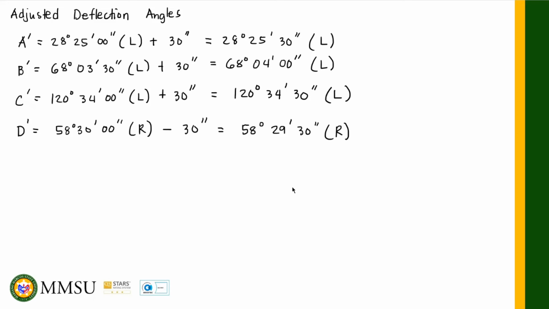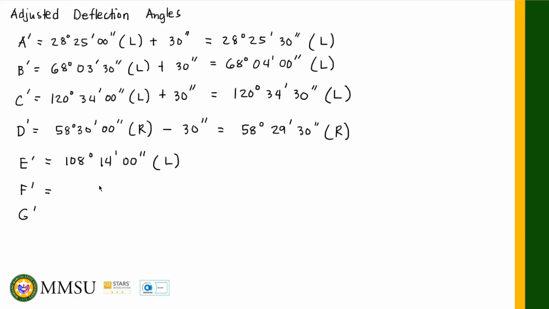Okay, doing the same for the remaining angles, we have E prime, F prime, and G prime. We will come up with E prime becoming 108 degrees, 14 minutes, 00 seconds, and still to the left. You should verify this one. You only need to add the correction of 30 seconds.